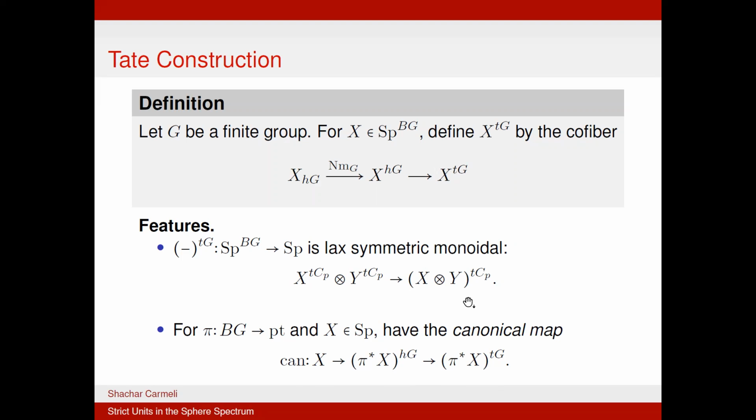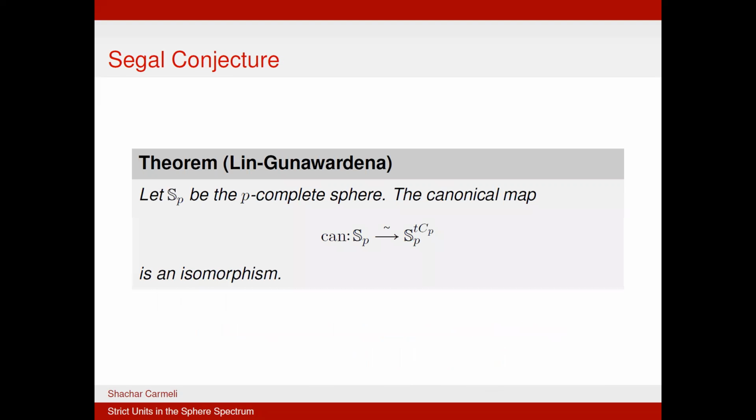It is canonical, but it's also its name. It's called can here. So this is something we can do for every spectrum. An interesting feature of it, which is crucial for the whole argument, is that when restricted to the P-complete sphere, this canonical map is an isomorphism. So the Tate construction on the P-complete sphere is just the P-complete sphere. This is a theorem of Lin and Gunawardena, and it is also known as the Segal conjecture, although it is a theorem. And we are definitely going to use it when computing the strict Picard spectrum of the P-complete sphere.